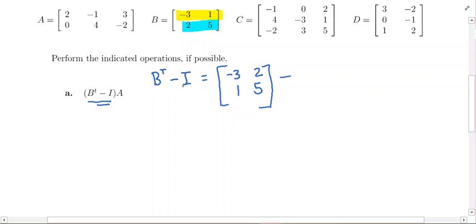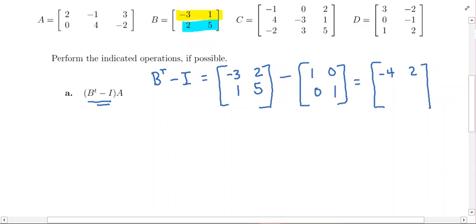In order to subtract, they have to be the same size. Since this guy is a 2 by 2, you're going to need the 2 by 2 identity matrix, so that's what you would write down. Now we're able to subtract the matrices because they're both the same size, and we're going to subtract corresponding elements. -3 minus 1 is -4, 2 minus 0 is 2, and then 1 minus 0 is 1, 5 minus 1 is 4. So that's the quantity B transpose minus I.